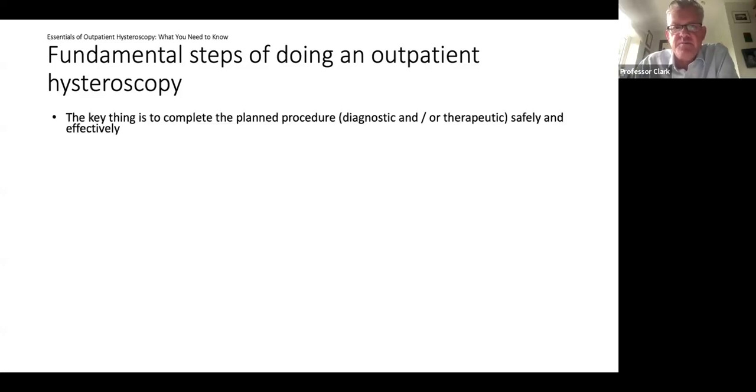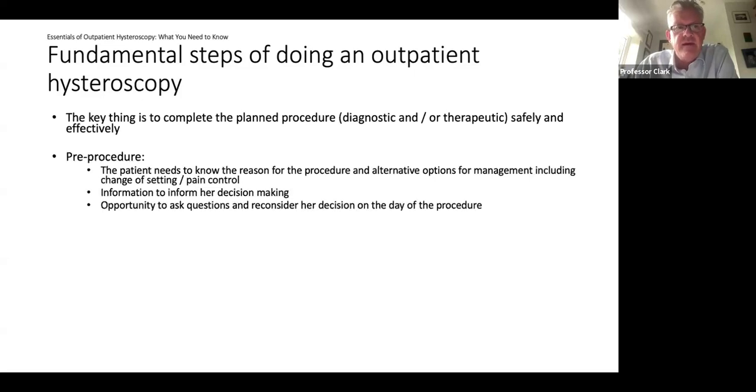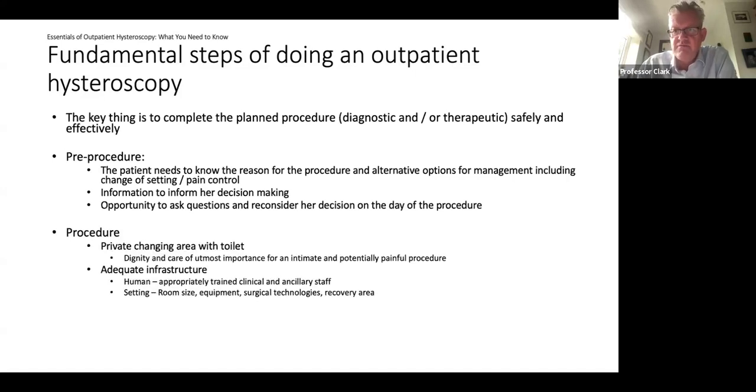If you're going to do an outpatient hysteroscopy, the key thing is to do it safely and effectively. There are a number of factors I'll go through. It's the pre-procedural things we need to do around information giving, and once patients arrive, giving them the opportunity to ask questions and reconsider their decisions. There'll be things I'll touch on around the infrastructure itself, both human and the actual building, the room. And then after the procedure, how we care for patients and what sort of follow-up we offer them.